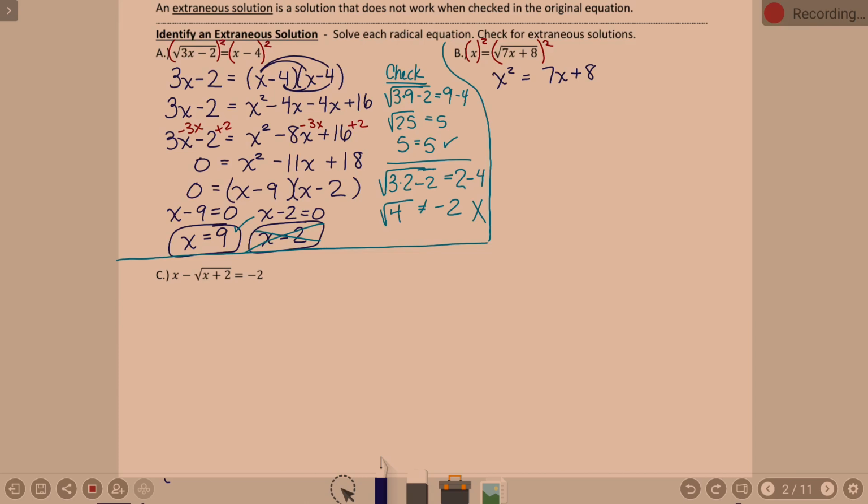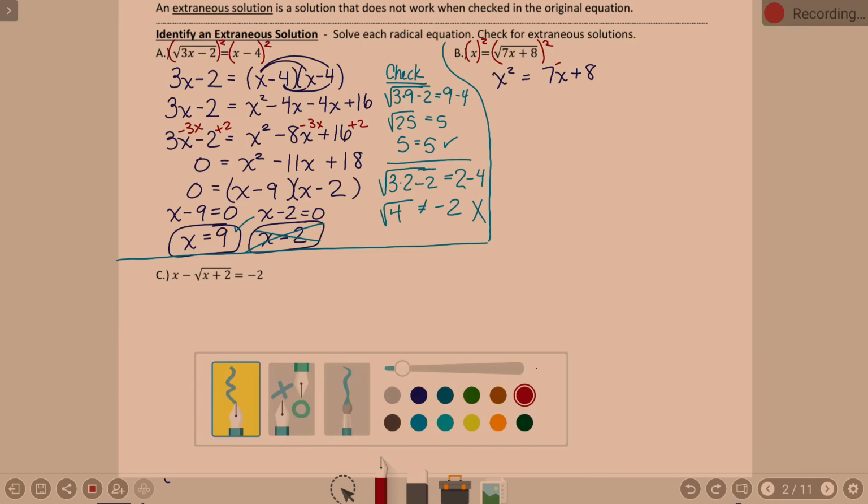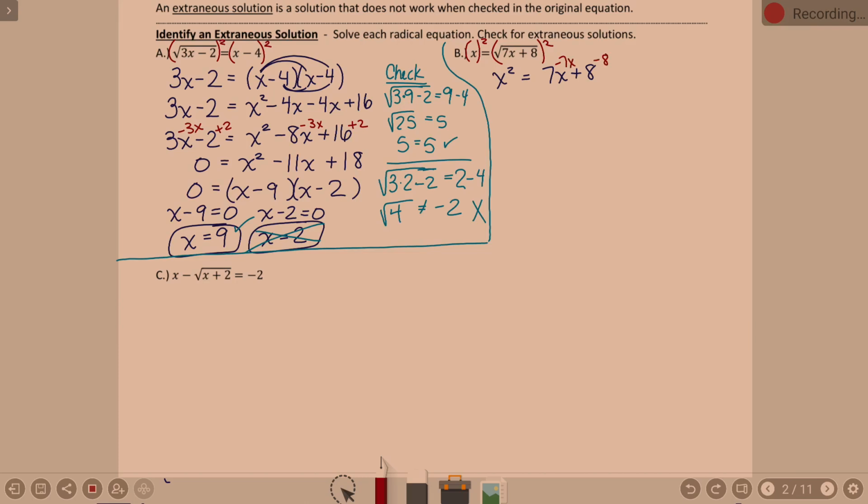I'm seeing an x squared term, an x term, and a number term. I'm going to make this equal to 0. And guys, if we're going to factor, isn't it just so much easier to have a positive x squared term to begin with? So that's why I make it happen. I'm going to subtract 7x, subtract 8. Yes, I know it's moving 2 terms, but I still think it's easier. So now you have x squared minus 7x minus 8 equals 0.